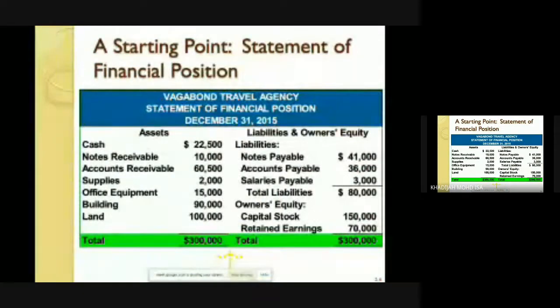All right, so this is an example of financial position. At the end of the day, I want you to come up with your financial position, your balance sheet, in the form that you have your assets, and then you have your liabilities and owner's equity.